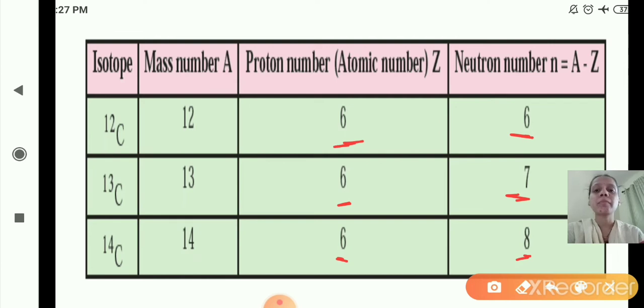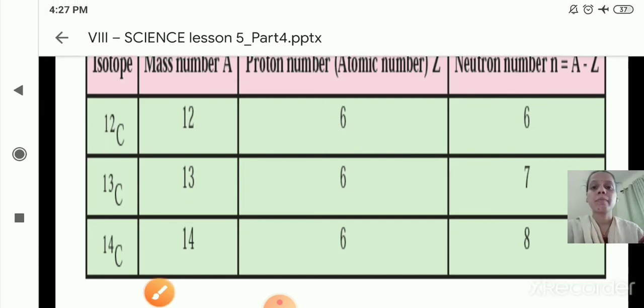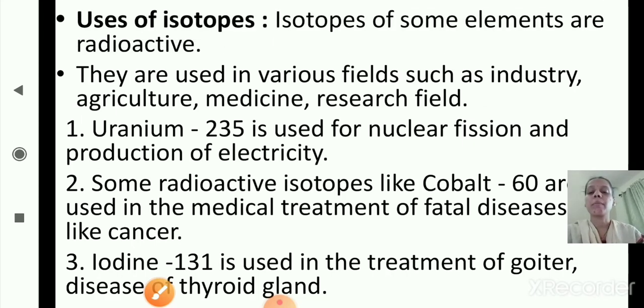Now the next part is uses of isotopes. Isotopes of some elements are radioactive. They are used in various fields such as industry, agriculture, medicine, research field, etc.